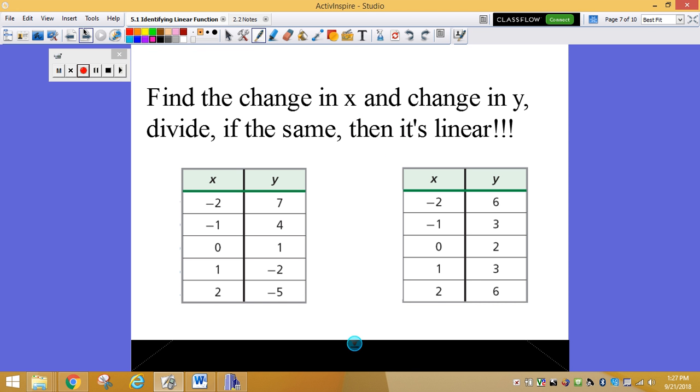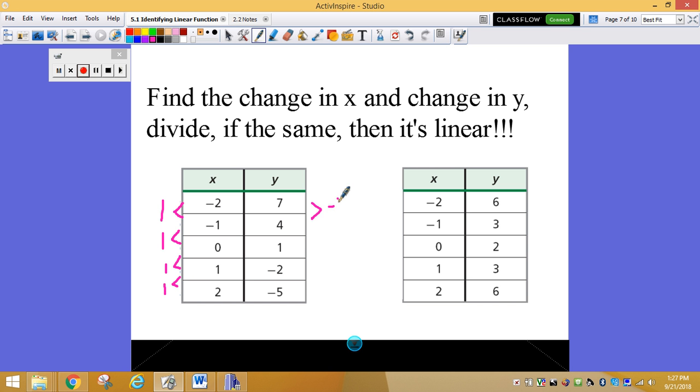Okay, what do we do if it's a table? All right, we're going to find the change in x and change in y and divide them. And if it's the same, then it's linear. You're probably like, what in the world? Let me show you. To get from negative 2 to negative 1, I go up 1. Negative 1 to 0, I go up 1. 0 to 1, I go up 1. 1 to 2, I go up 1.